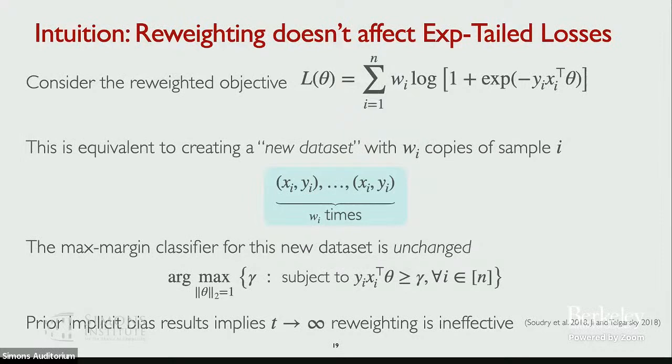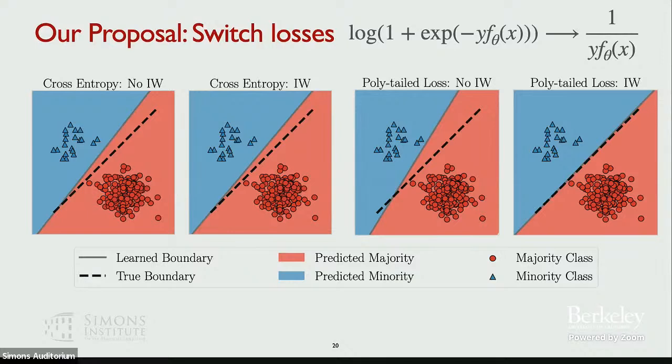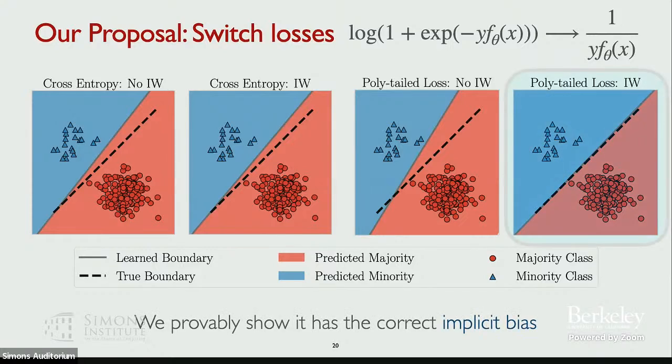So hopefully that conveys the intuition for why exponentially tailed losses fail. The first proposal is to switch losses. If you look at the proof of why the implicit bias is the same, you find it's really down to the loss function decaying exponentially quickly in the margin. The proposal is simple: if you want reweighting to work, you need the loss function to decay more slowly with the margin, and here we say you should have it decay polynomially. Let me quickly show you that this at least works in the toy example. In this toy data setting that I've been carrying around, when you use the polynomially tailed loss with importance weighting, you recover the right boundary, and that's good. At least it works in toy examples.